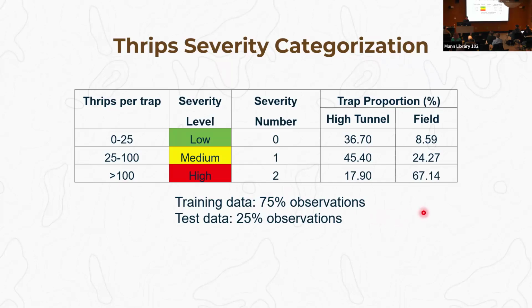Now, how we built the model is we used 75% of observations as training data and 25% as test data.